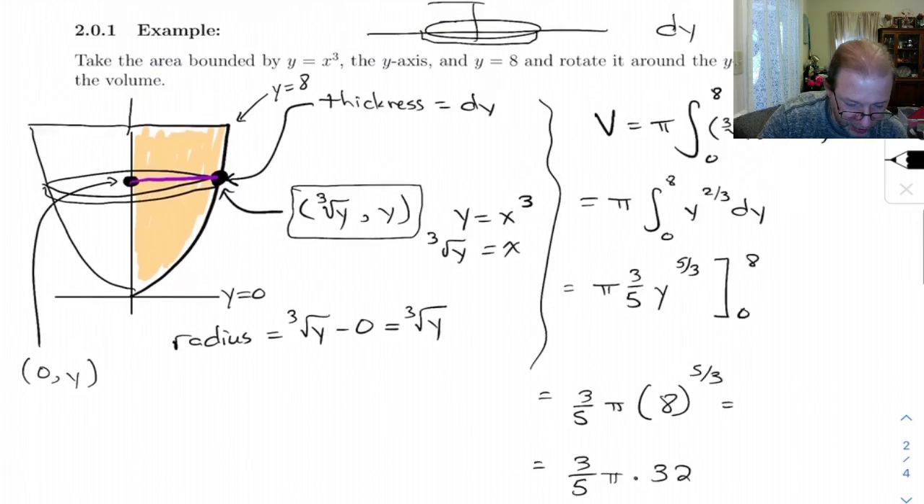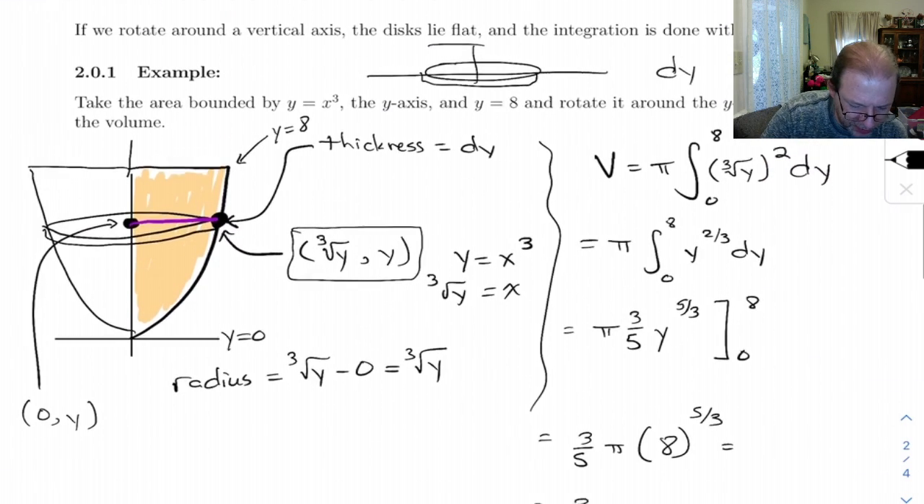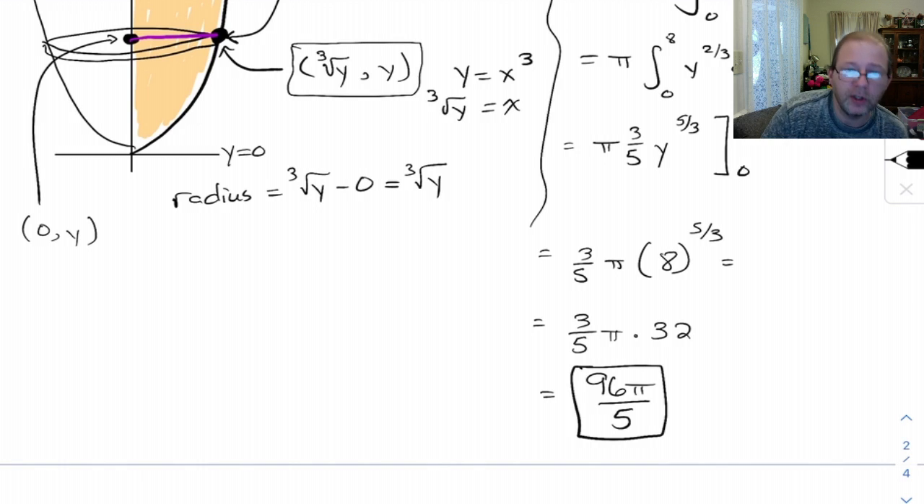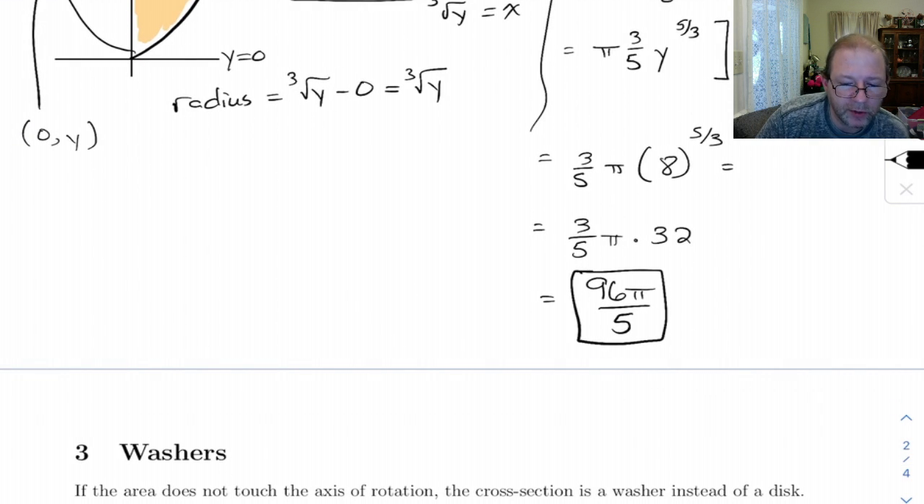So that's the only example of this I had. What we're going to do is look at washers next, and then we're going to look at a bunch of different types of examples. So we'll stop this video here.